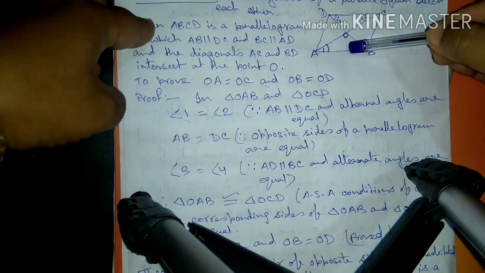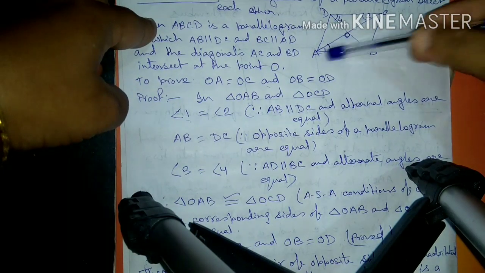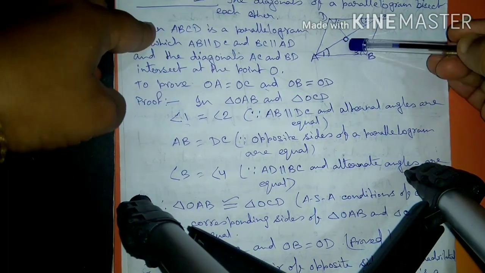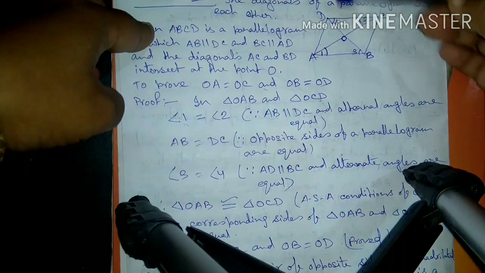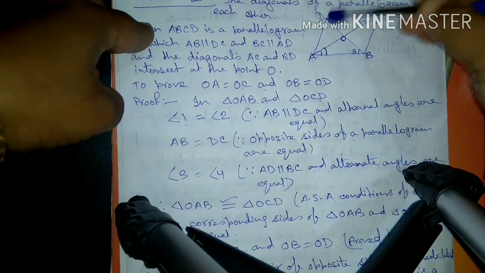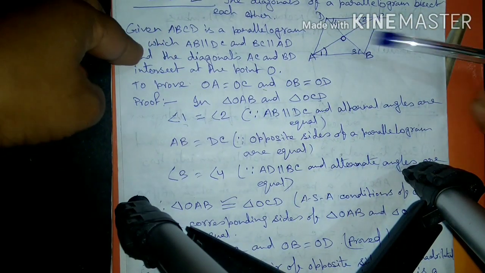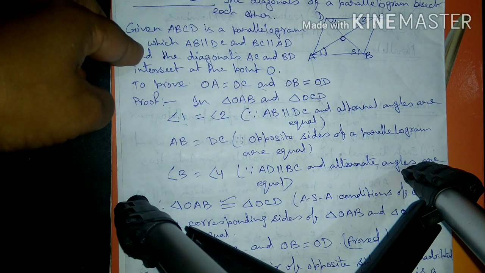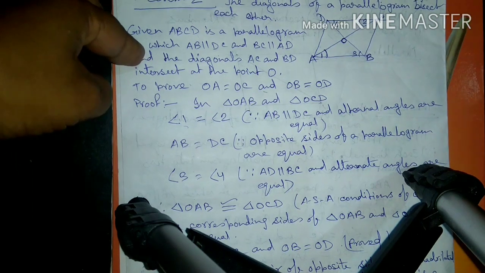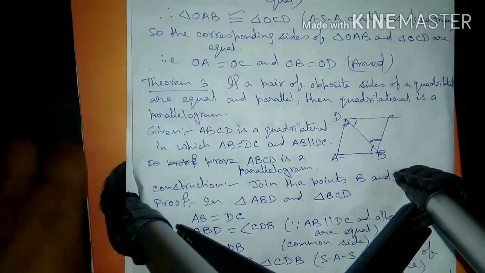So if these two are congruent, then automatically the corresponding parts are equal. That means OA is equal to OC and OB is equal to OD. So if all these are equal, then what we can say? That the diagonals of a parallelogram bisect. Alright, bisect means what? In two equal parts. Clear? Next come to theorem number 3.